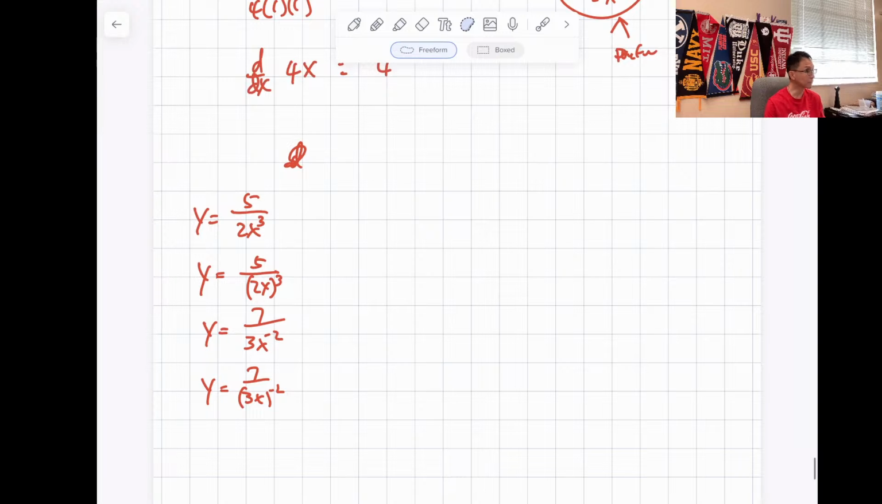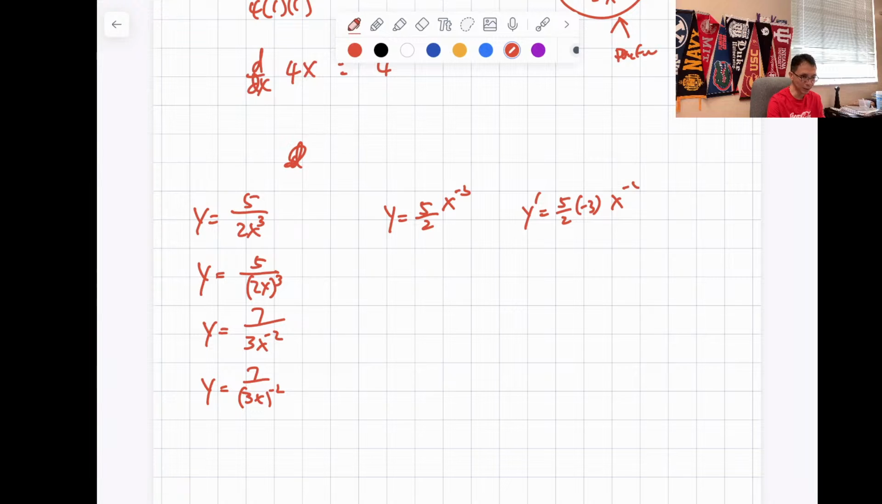start with the first one. How do I rewrite this? Well, 5 over 2, x to which power? Negative 3, right? You probably have to finish watching this part, so it'll be 5 over 2 times negative 3 x to the negative 4, so it'll be negative 15 over 2 x to the 4th.